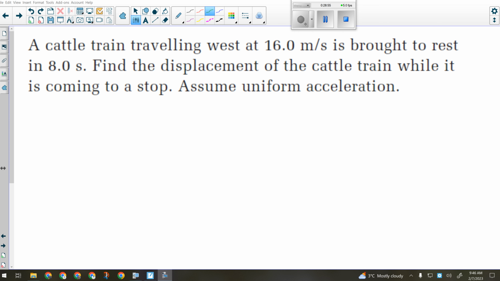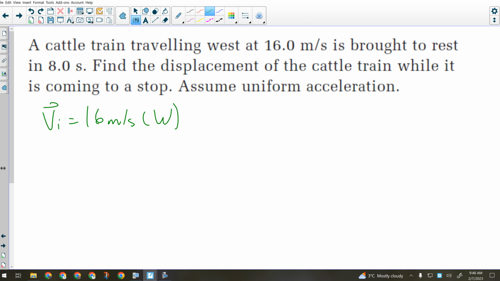In this question, we have a cattle train traveling west at 16 meters per second. So we know that the initial velocity is 16 meters per second west. And it's brought to rest. What does that mean? Final velocity is 0. And that's done in 8 seconds, so that's my time. Assuming uniform acceleration, and I don't have the acceleration, find the displacement. So that means I'm looking for D. What formula do I have that's got VI, VF, and T, and will solve for D without acceleration?